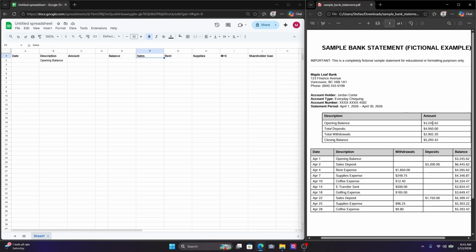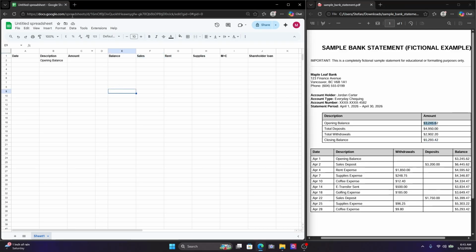You have that 3,245.62. So you'll go ahead and input that, 3,245.62, as your balance as well. Now, one thing I want to point out is you want to make sure you're using your functions here. For your balance, it's going to equal your opening balance amount.